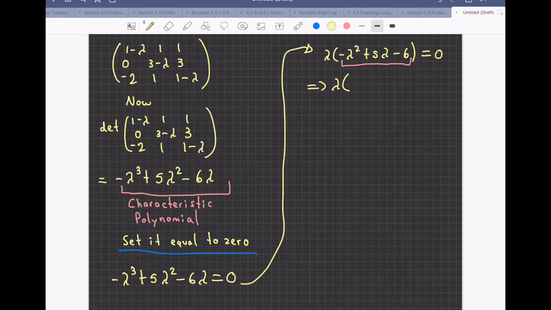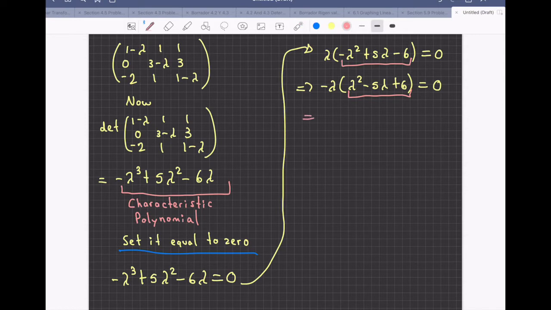Oh, well, I'm sorry. First, I think I need to notice, I have negative lambda squared plus 5 lambda minus 6. I can factor out this negative sign here. So this implies negative lambda times lambda squared minus 5 lambda plus 6, which is the same thing, equal to 0. Now, this expression can be factored in the next way. Maybe you remember this technique. Give me two numbers such that multiplied they are equal to 6, and when you add them, you have negative 5. Those numbers are negative 3 and negative 2.